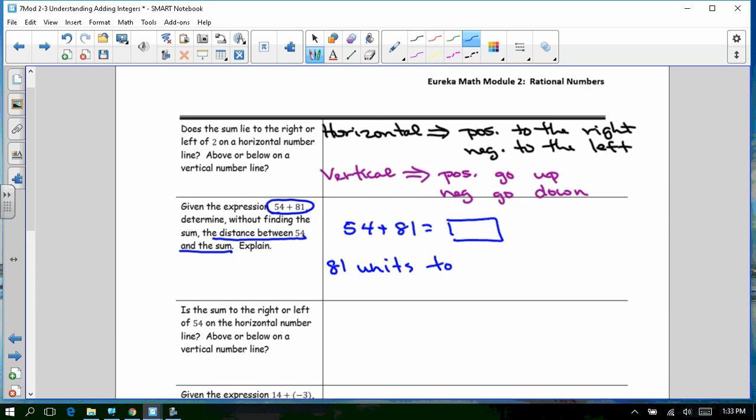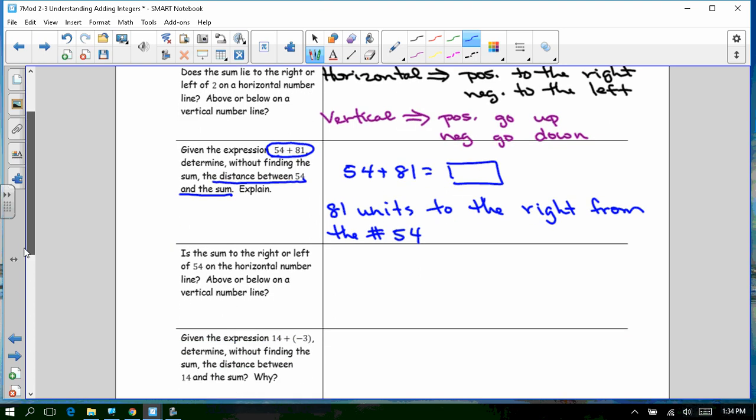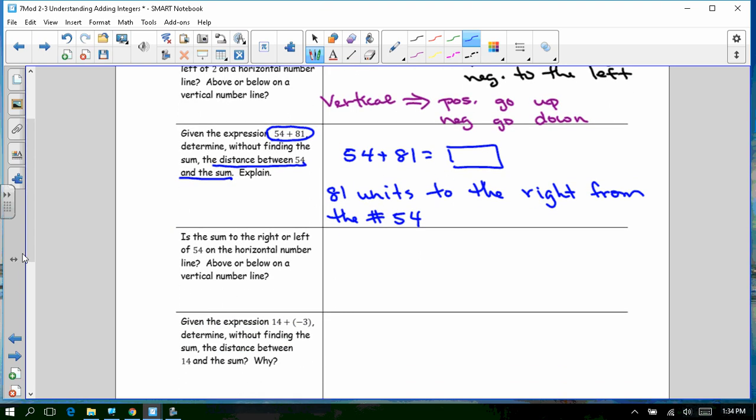Well, it's 81 units. To which direction, the left or right? Yep, to the right from the number 54. Don't care what the answer is, not what I'm looking for right now. Okay, we're going to move that to the right. And if we had been on a vertical number line, we would have said it was up, right? It'd be above it.